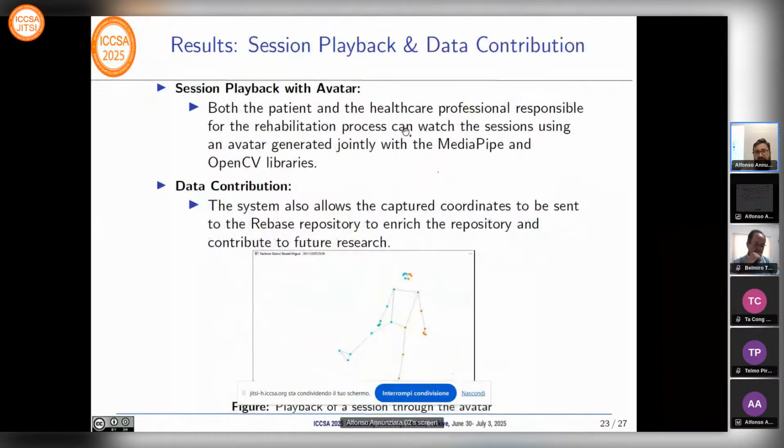You have the session playback with avatar. Both the patient and the healthcare professional responsible for the habilitation can watch what's happening during the session using the visualization. The system also allows capturing coordinates and sending them to the ReBase, the rehabilitation database. It's a database that we have been constructing since 2019. So we have a lot of registers there from different limbs and different groups of limbs: arms, legs, all the joints. We have been using the ReBase to train some machine learning models.